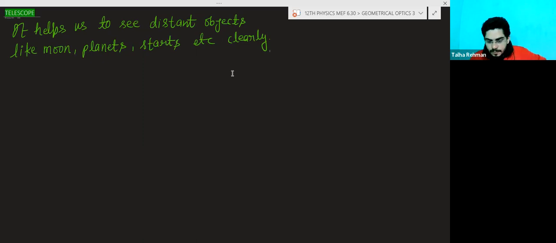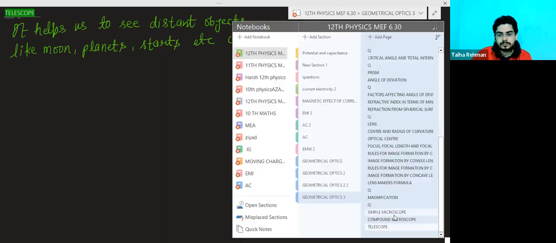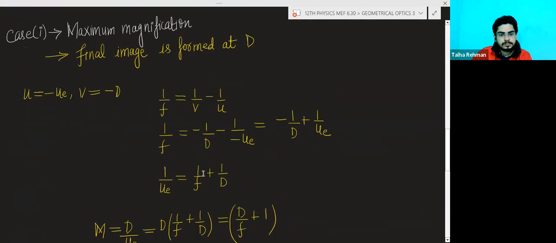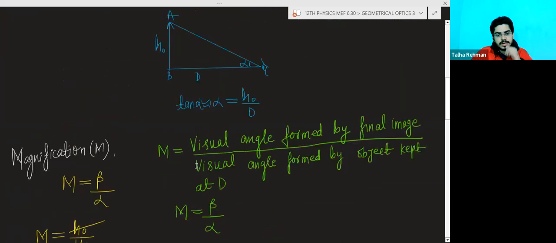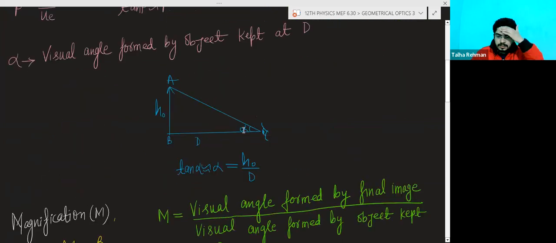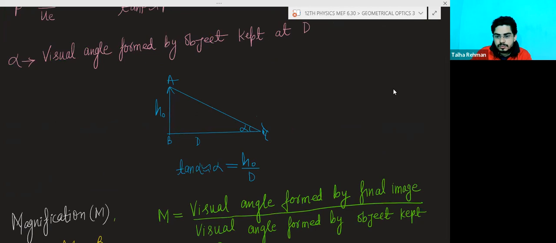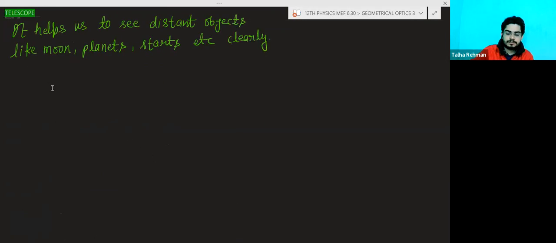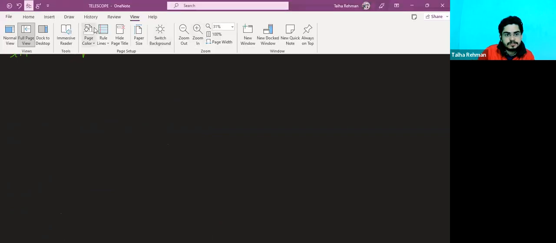Okay, now we discussed the visual angle. I have discussed the visual angle, this alpha and beta. So I'm telling what is visual angle, because there is a requirement of visual angle here.